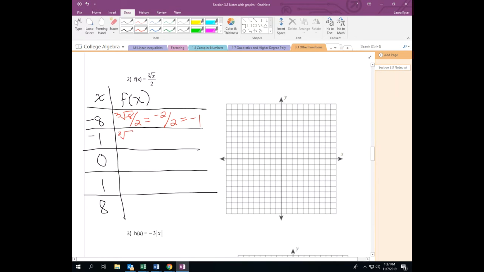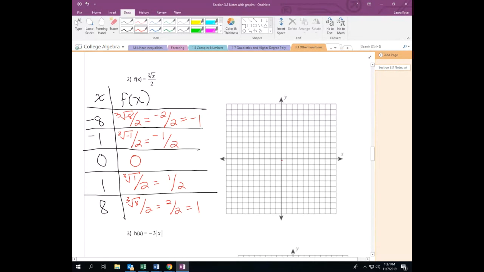Cube root of -1, divided by 2. The cube root of -1 is -1, over 2, which is -1/2. The cube root of 0 is 0, and 0 divided by anything is 0, so we're just going to get a 0, 0 there. And then we've got cube root of 1 divided by 2, which is 1/2. Cube root of 8 divided by 2, which is 2/2 or 1. And now these are all of the values that go on my graph.